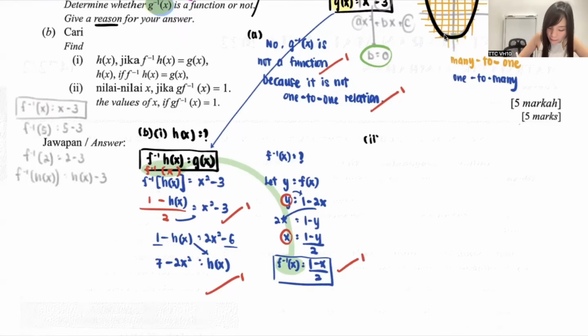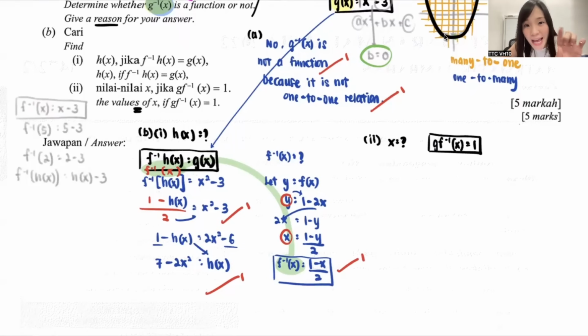Second part. Second part, guys, they say find the values of x. Now, can you guys see the s? Values. I think I should get more than one answer. Usually, as long as the teacher doesn't typo, the exam doesn't have any typo. Eventually, they got s, means plural. Your answer should have more than 1, okay?